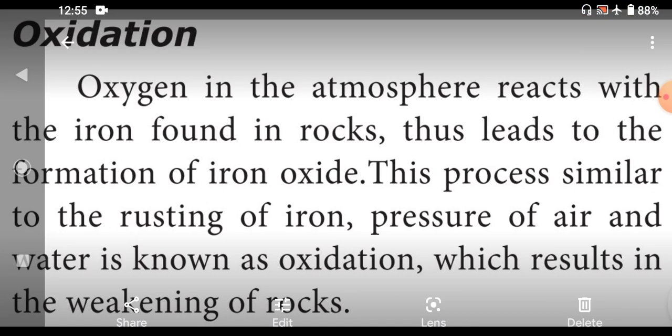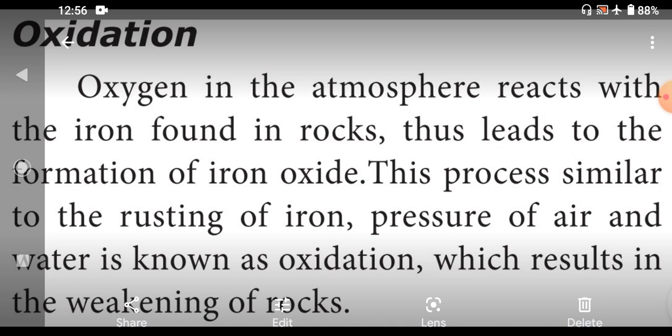The first one is oxidation. Now listen here. Oxygen in the atmosphere reacts with the iron found in rocks. Most rocks contain iron, and the atmosphere has oxygen gas. So the oxygen reacts with the iron in rocks, which leads to the formation of iron oxide. This process, similar to the rusting of iron in the presence of air and water, is known as oxidation.